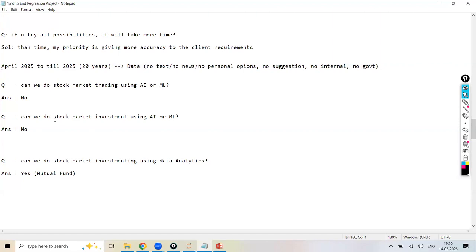Whoever uses AI and ML, for every person it is short term only. They want profits in 1 month, 1 week, or 10 days. Those people only will use AI and ML. If it is 5 years or 10 years, then we call it data analysis. That is not called ML or AI. ML and AI is for short term, predicting what happens in the next 1 week, the next 10 days.